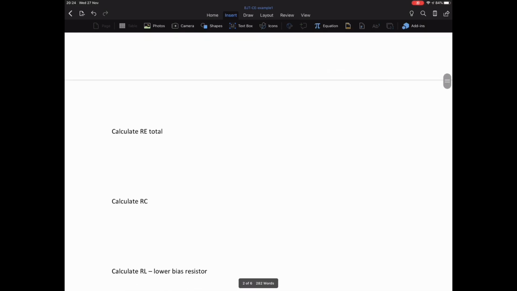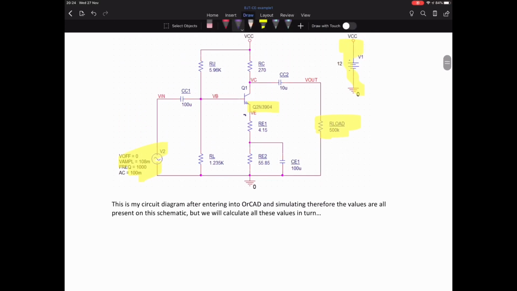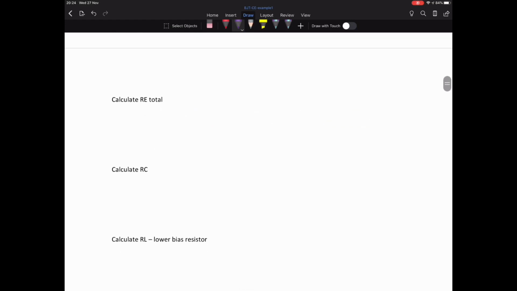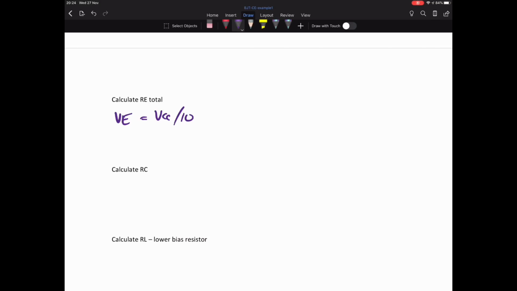So, what we're going to do first is calculate the value of RE, the emitter resistance. Now, in this case, the emitter resistance is made up of two resistors. So, RE1 and RE2 are RE. Okay? So, where do we start? We need to calculate this value. The obvious thing to start with is the emitter voltage is VCC upon 10 in our specification. Now, the supply voltage was 12, therefore the emitter voltage is 12 over 10, 1.2 volts.